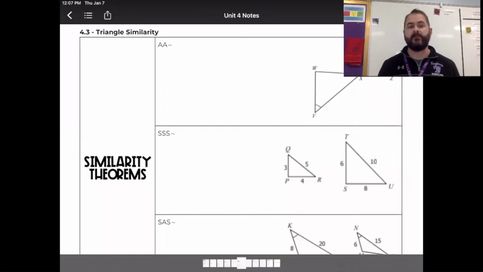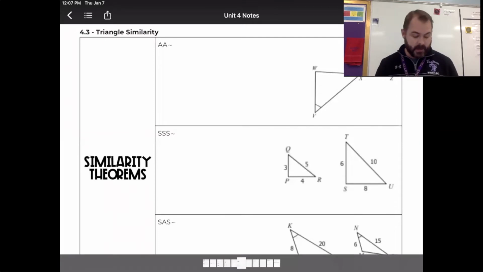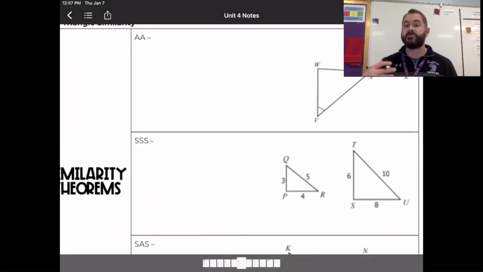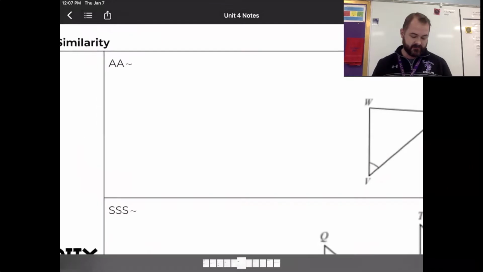polygons are similar if all the angles that are corresponding are congruent and all the sides that are corresponding are proportional. Well, when it comes to triangles, because of what we've talked about before with something called triangle rigidity, we can actually use some shortcuts to establish that triangles are similar based on some more specific information.